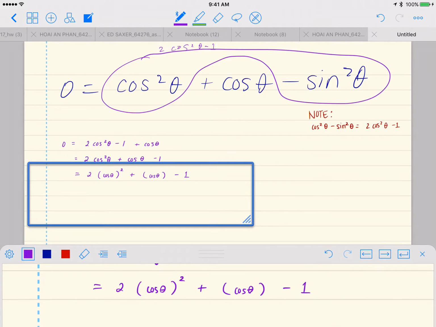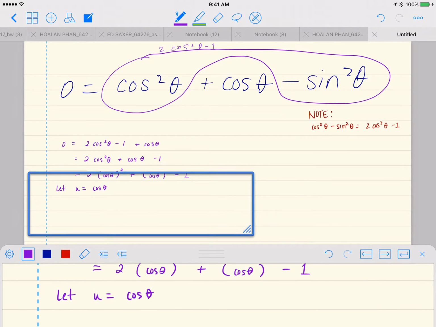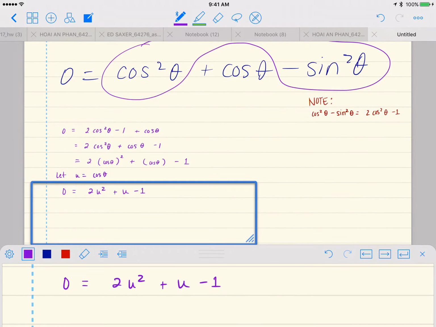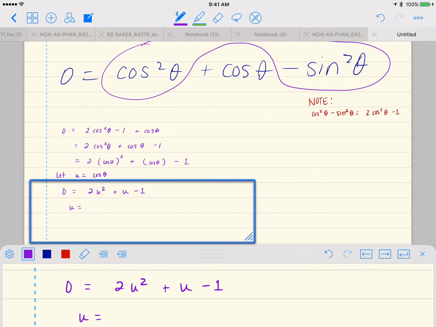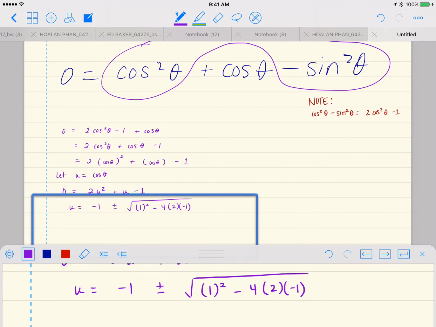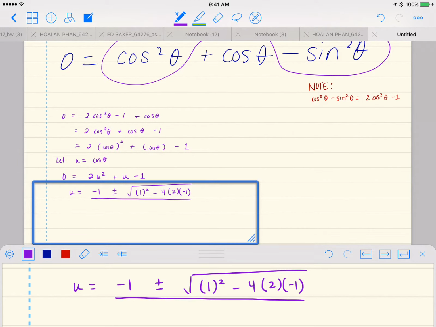So we're going to do a substitution, and we're going to let u equal cosine theta. Then our equation turns into 0 equals 2u squared plus u minus 1. Now we're going to solve for u. We can use the quadratic formula, right? Negative b, which is going to be negative 1, plus or minus the square root of b squared minus 4 times a, which is 2, and c, which is negative 1. And then all of this divided by 2a, so that'll be 2 times 2.